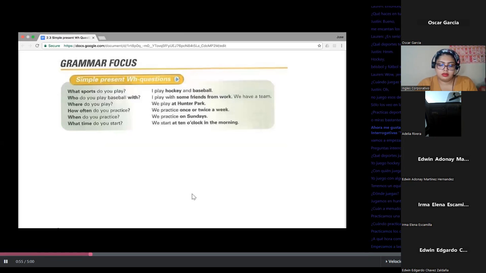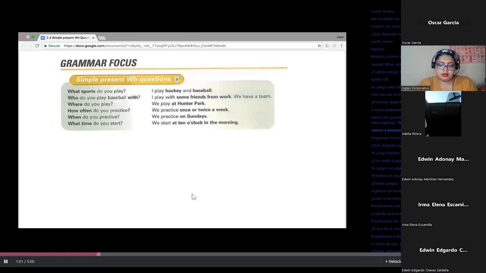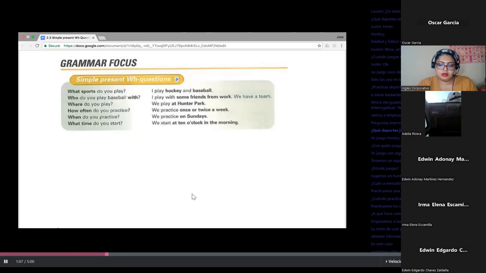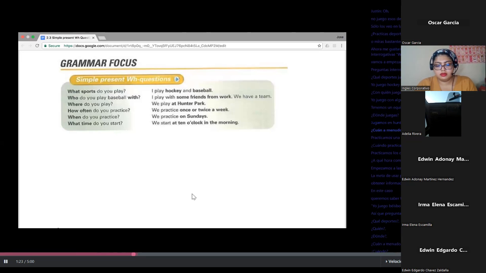Now I would like to show you how to form simple present WH questions. Let's start by analyzing the chart on the screen. Simple present WH questions. What sports do you play? I play hockey and baseball. Who do you play baseball with? I play with some friends from work. We have a team. Where do you play? We play at Hunter Park. How often do you practice? We practice once or twice a week. When do you practice? We practice on Sundays. What time do you start? We start at 10 o'clock in the morning.